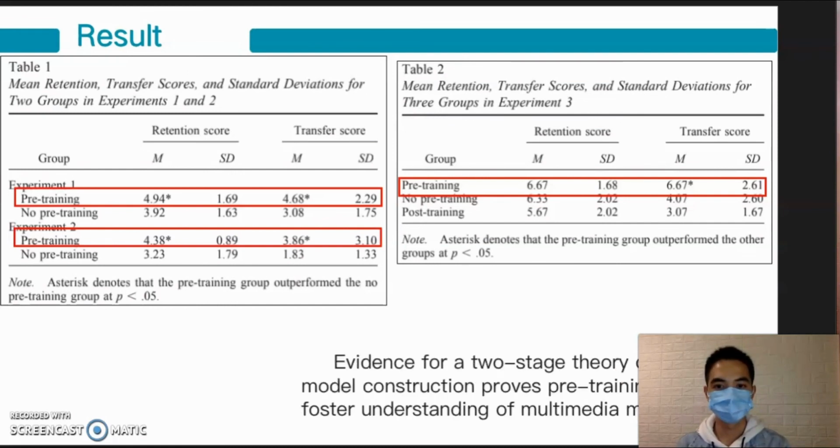At the end, evidence for a two-stage theory of mental model construction proves pre-training can foster understanding of multimedia.